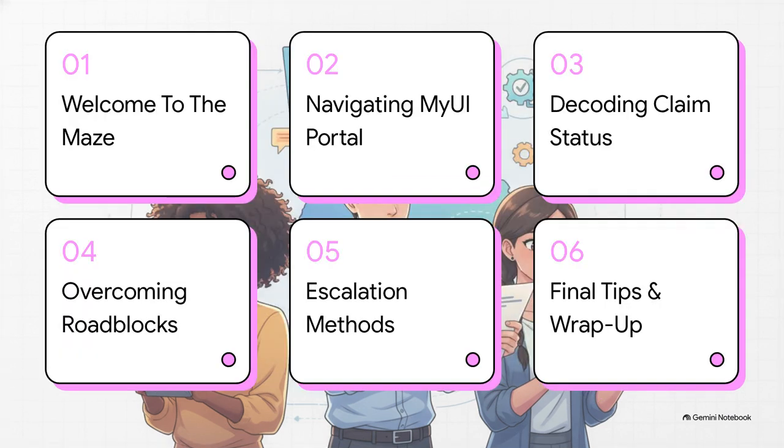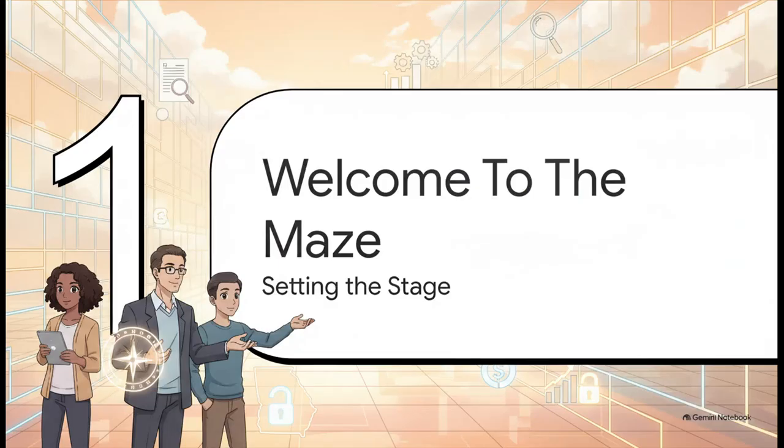Here's our roadmap for today's explainer. 1. Welcome to the maze. 2. Navigating the MyUI portal. 3. Decoding your claim status. 4. Overcoming login roadblocks. 5. Escalation and alternative methods. And finally, 6. Final tips and wrap-up.